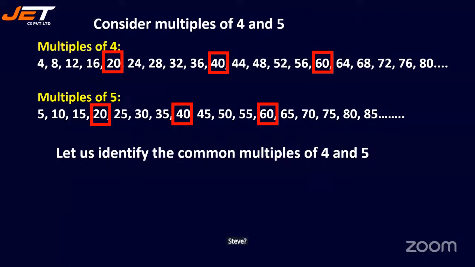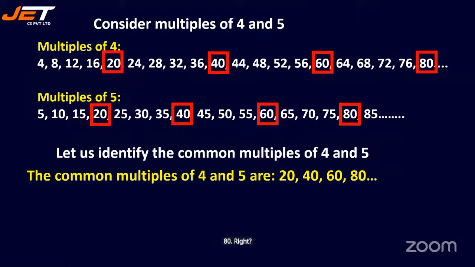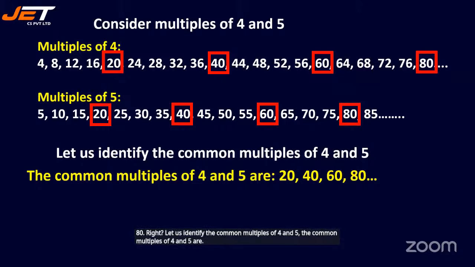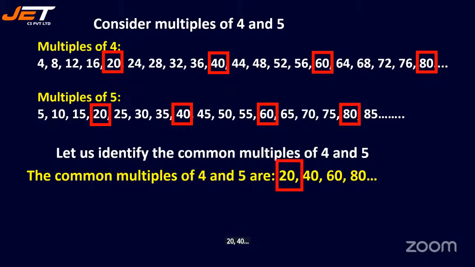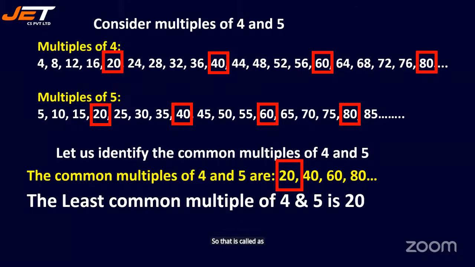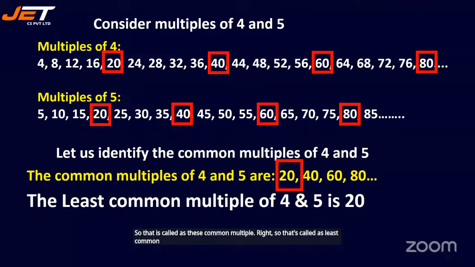80. Right? Let us identify the common multiples of 4 and 5. The common multiples of 4 and 5 are 20, 40, 60, 80. So the least among that is 20. So that is called the least common multiple. So this least common multiple of 4 and 5 is 20.